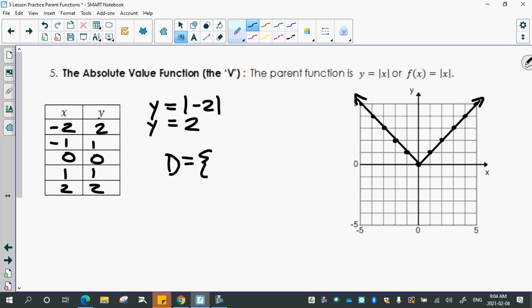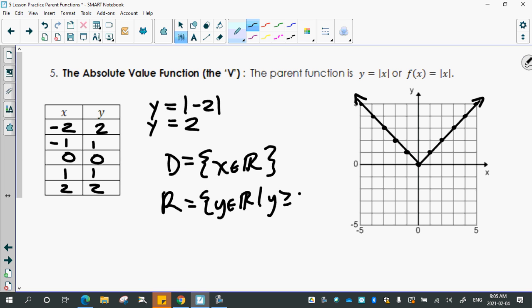What do you think about domain? Always on the graph? Always? So all real numbers? And our range, down here we're not on the graph until 0, and then we're always on the graph. Okay.